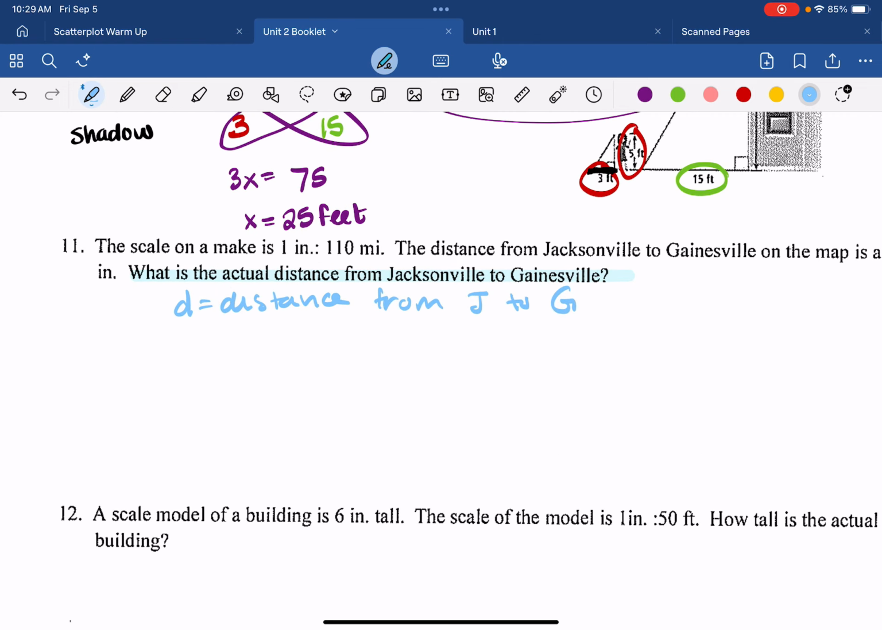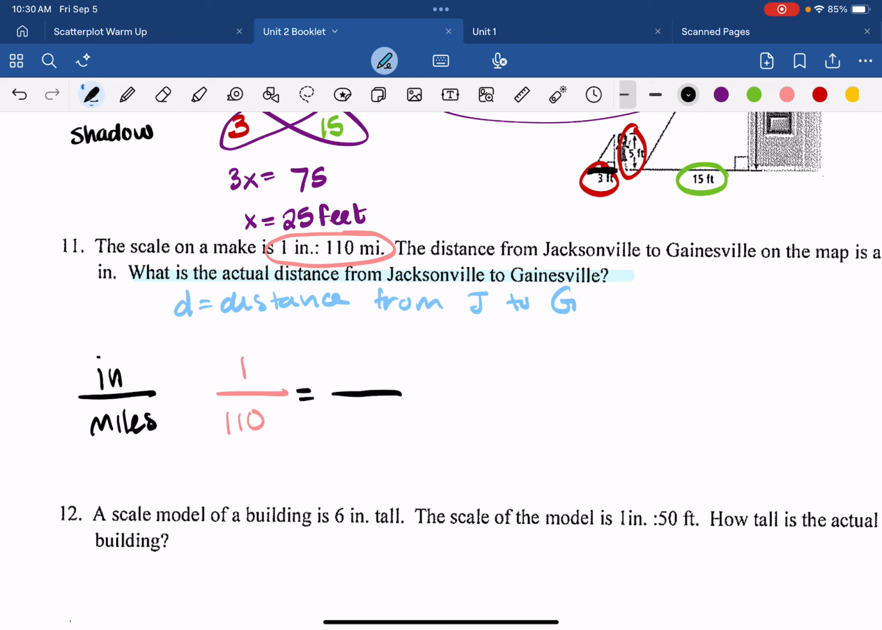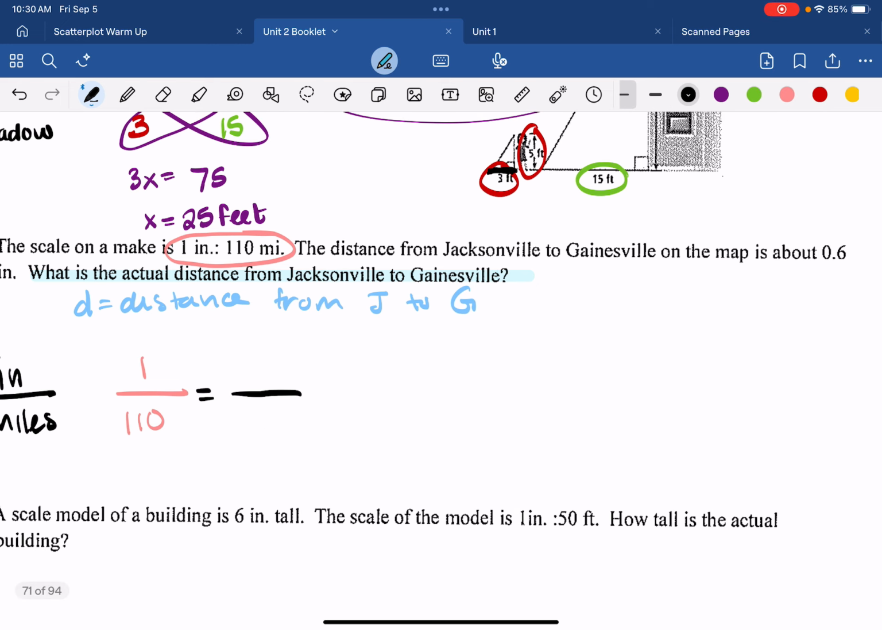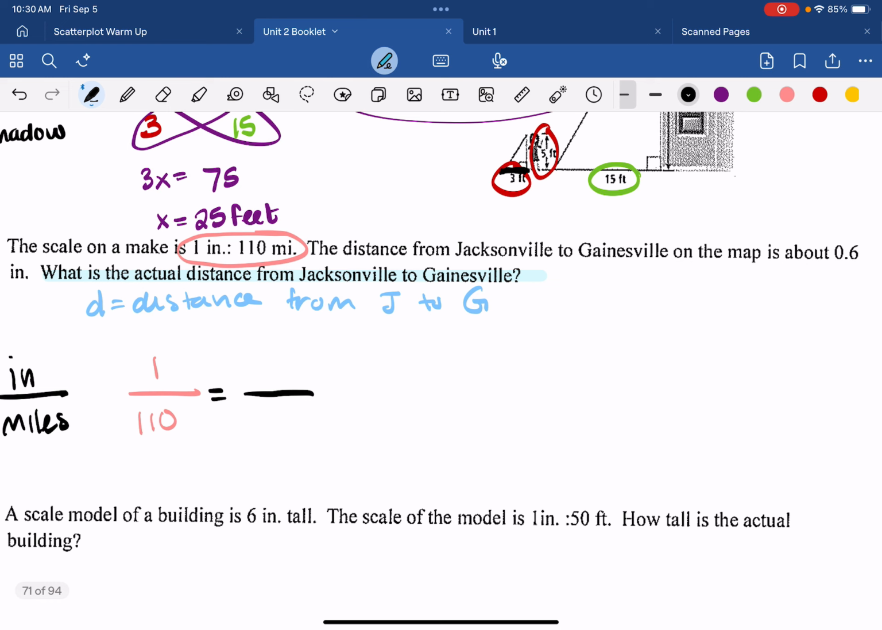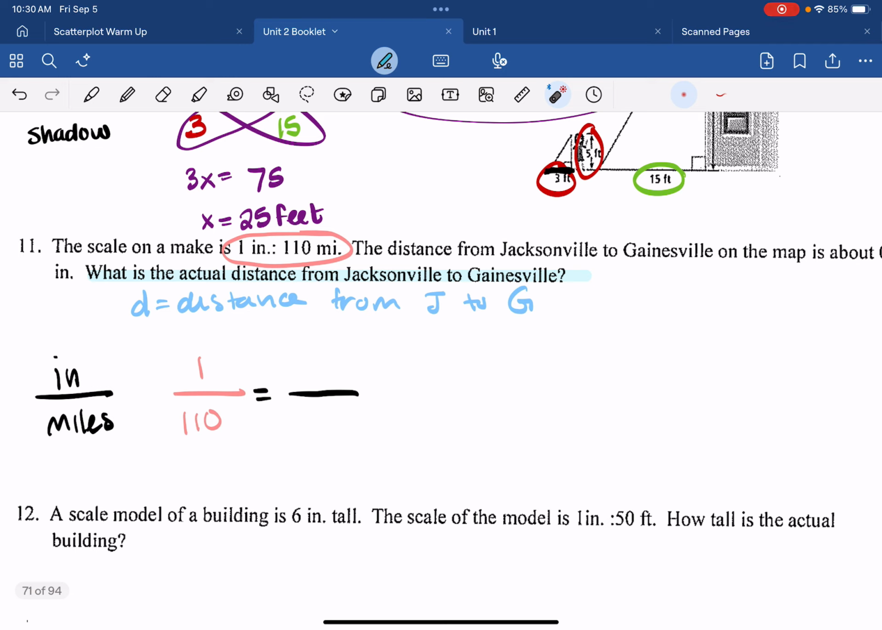All right, now it gives me a scale, okay? So it's giving me one of my fractions. So it doesn't matter how you write it. Let's say we do 1 over 110. The only thing that matters is we keep our units the same. So 1 was talking about inches and 110 was talking about miles. Okay, so we have to make sure in our second fraction we're keeping that consistent. Okay, so it says that on the map, Jacksonville to Gainesville is about 0.6 inches. Okay, so inches. So we're going to put that up top. Okay, and the actual distance in miles is my variable.